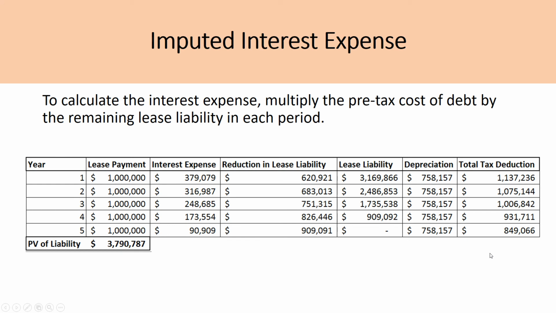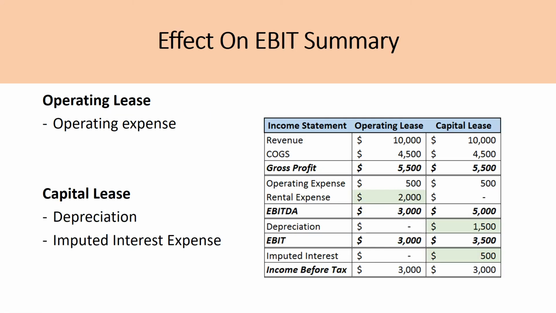And that makes sense. So the net effect on EBIT, from an operating lease perspective, there's an operating expense of $2,000, in this case $2,000, and so that is reported before EBITDA. So that is reported as an operating expense and it impacts EBITDA, whereas with a capital lease, there's no charge which impacts EBITDA. So therefore, EBITDA would be higher in a capital lease than an operating lease scenario.